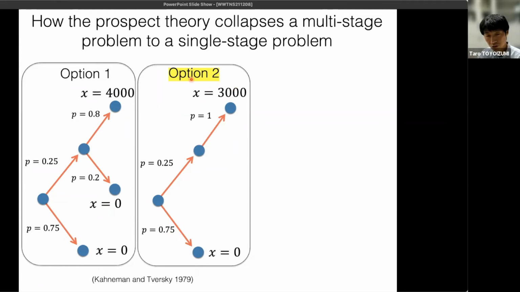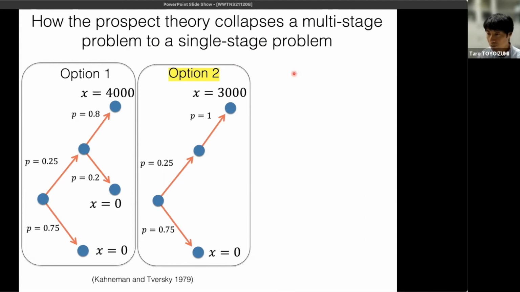And the question is how prospect theory explains this preference for option 2. Basically, prospect theory tackles this problem by collapsing the multi-stage problem into a corresponding single-stage problem. Then the question is how exactly the conversion happens.